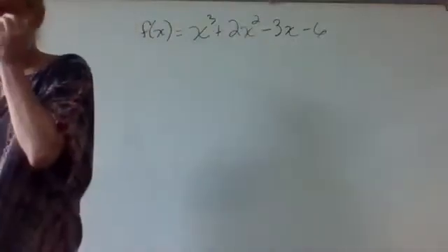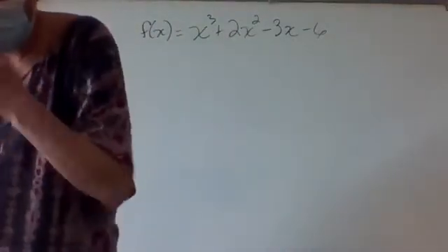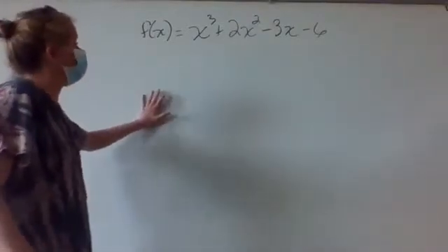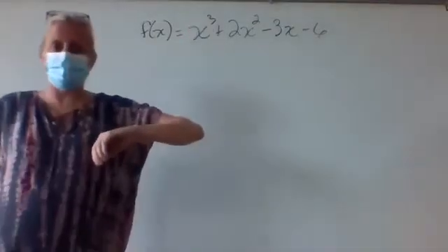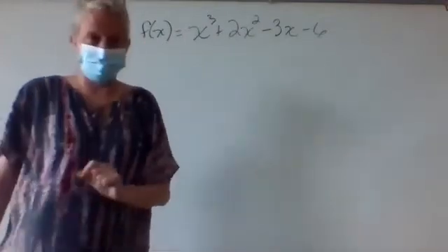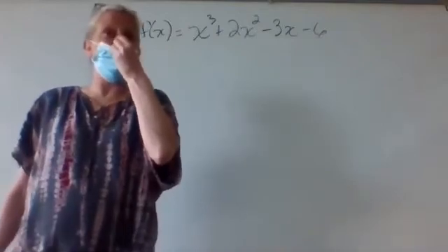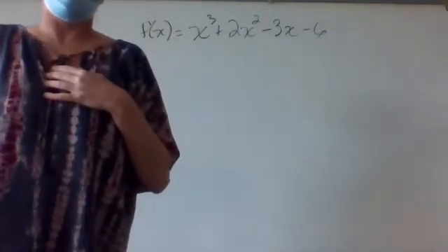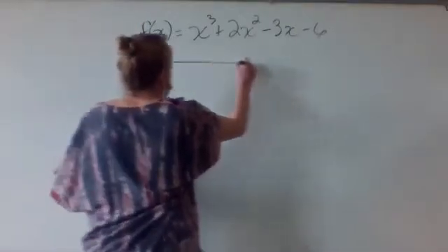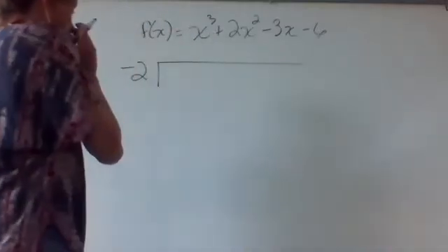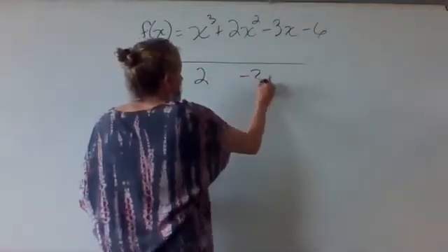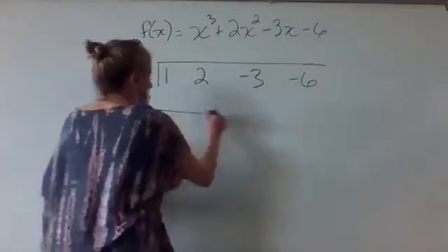And it wants to know, it tells me negative 2 is a 0. Okay, I need to find the remaining zeros. Well, if I have x to the 3rd, that means there's a maximum of 3 zeros. It gave me one of them, negative 2. So what I'm going to do is use negative 2 and do synthetic division with it. Let's see what that does for me. So if I do negative 2 synthetic division using these coefficients, it'll be 1, 2, negative 3, negative 6.